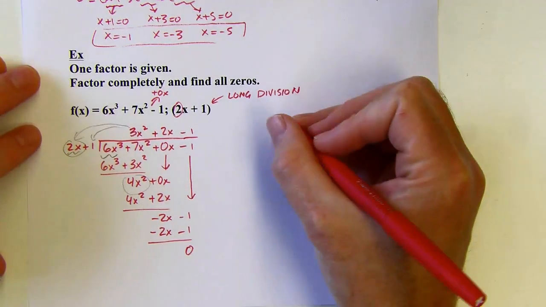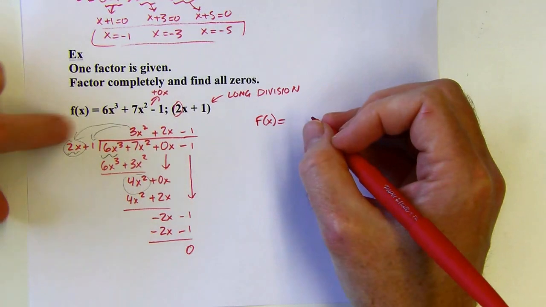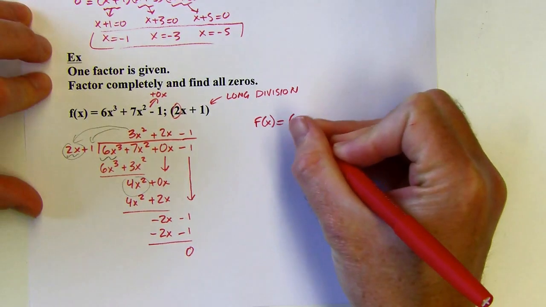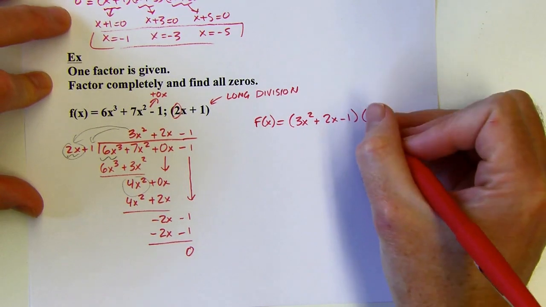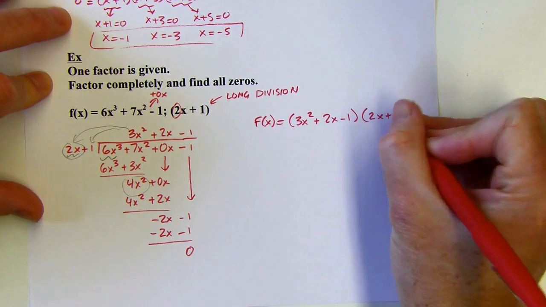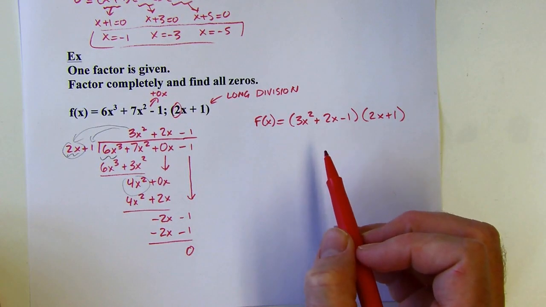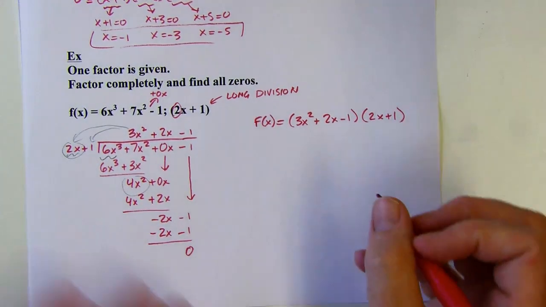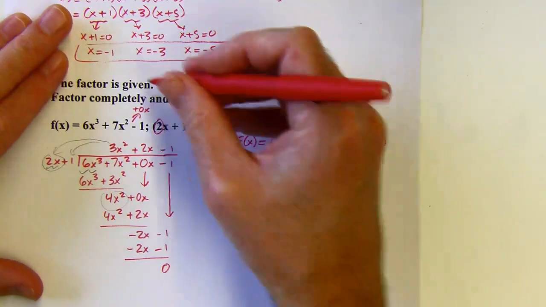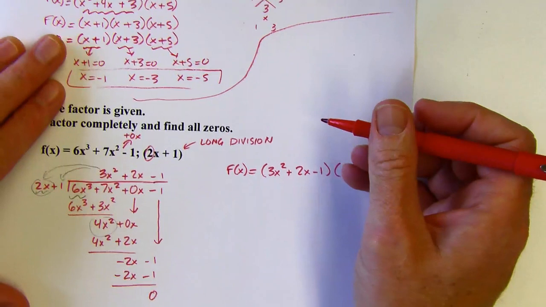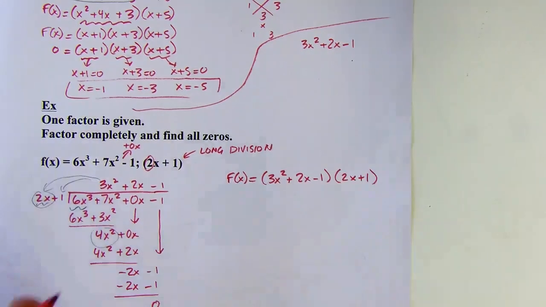So now if I take f of x, I've factored out the 2x plus 1 and got it down to this. And now I've got a quadratic trinomial that hopefully I can factor, okay? So I'm going to do a little side problem to factor this. Here, maybe I'll do that up here. Okay, so if I have 3x squared plus 2x minus 1, there's no common factor there.